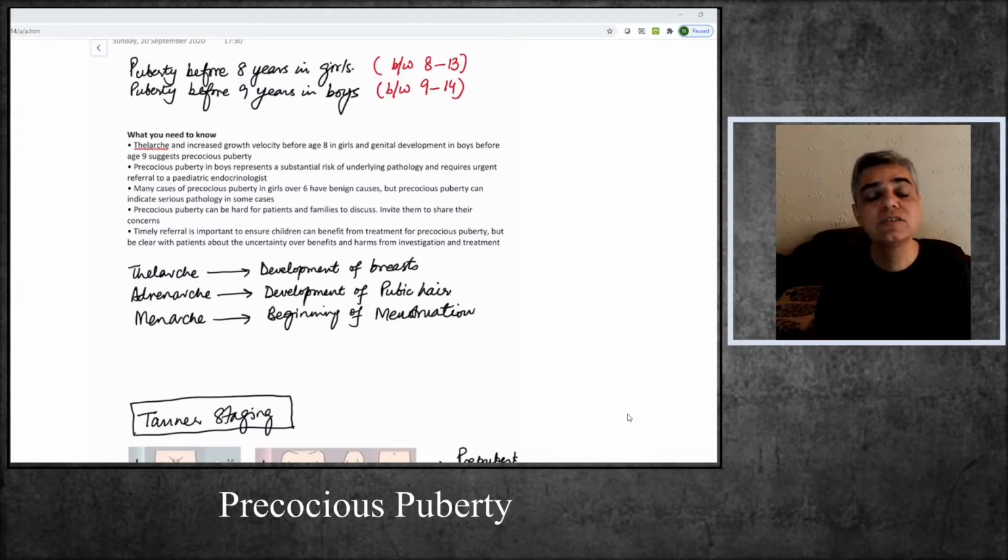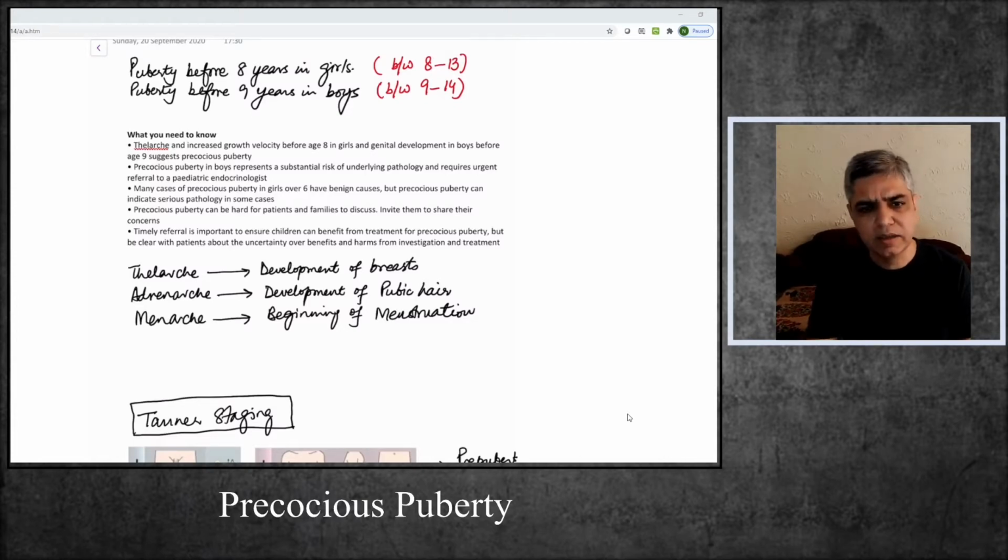So thelarche means development of breast. This is a term which is reserved for girls. The breast develops from a simple breast bud, and as it develops the mounds and ultimately goes to the adult stage, this whole process is known as thelarche. Adrenarche is development of pubic hair, while menarche is the beginning of the menstruation or menstrual cycle.